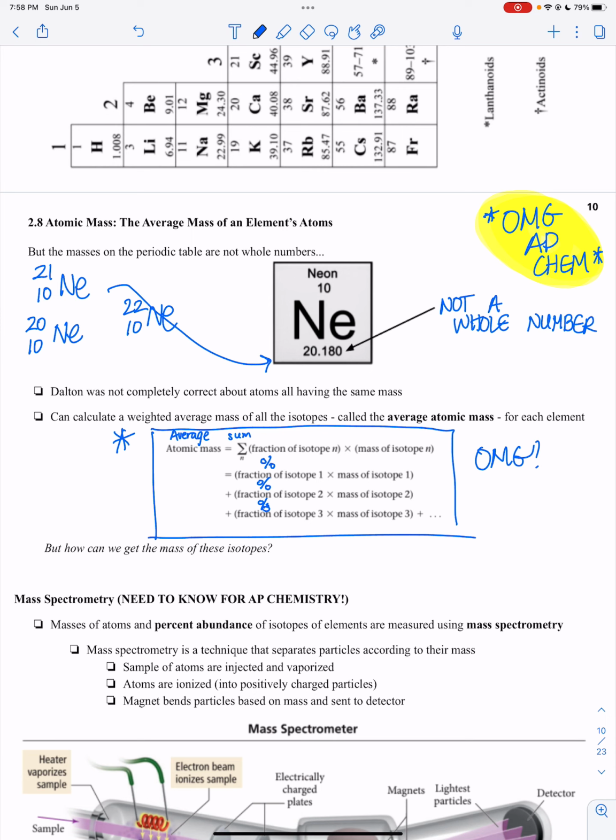This is kind of like calculating your grade in a class. Like summatives are 70% and formative is 30%, and you have all these points, then you would use those percentages and figure out what your weighted average is for the class. So we're going to apply this to isotopes.